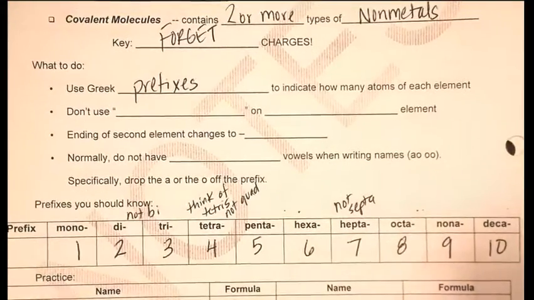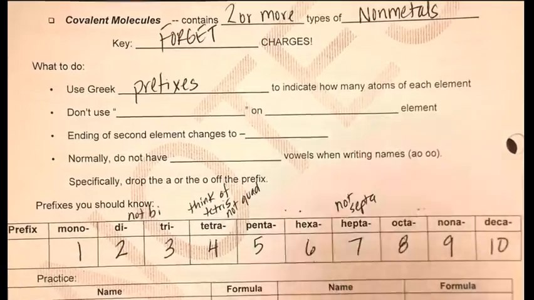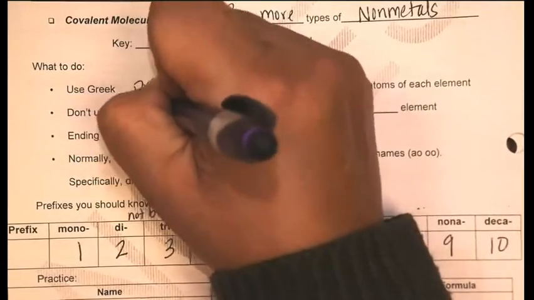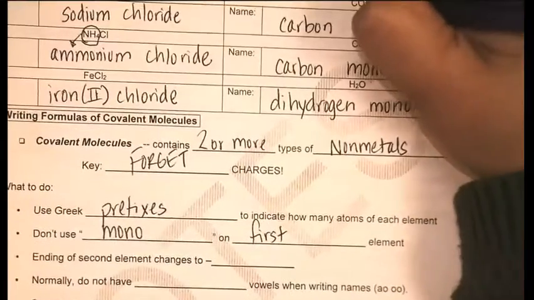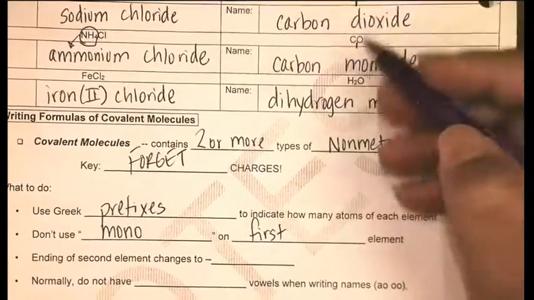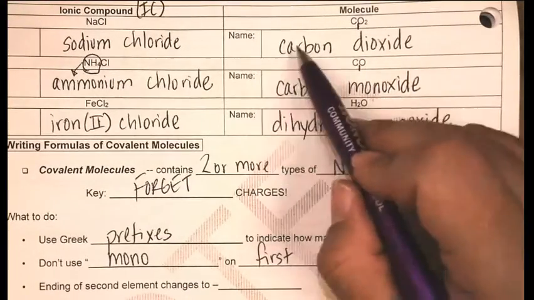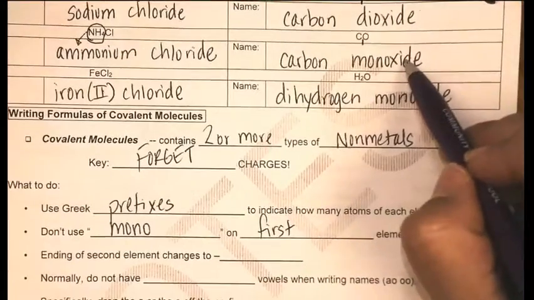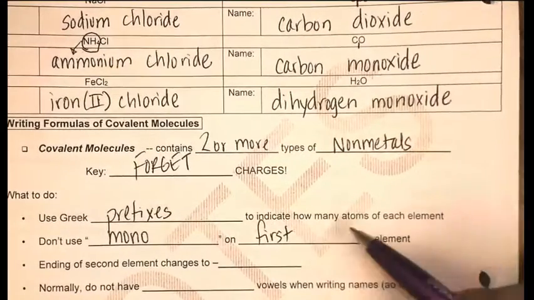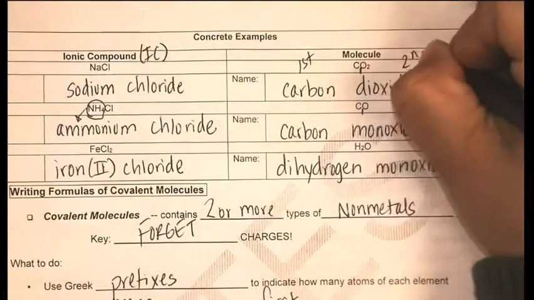The next thing we have to know about naming molecules is we do not use mono on the first element. So let's see if that's true. This is one, understood. No mono on the first element. We don't say mono carbon dioxide. We don't say monocarbon monoxide. So it's only on the second element. This is the first element, this is the second element.